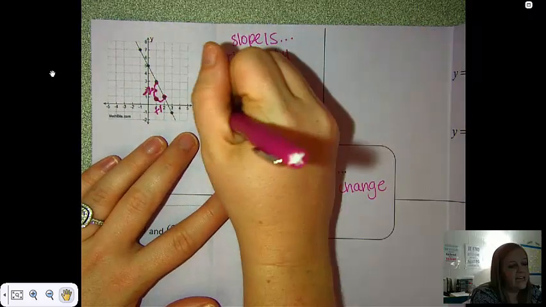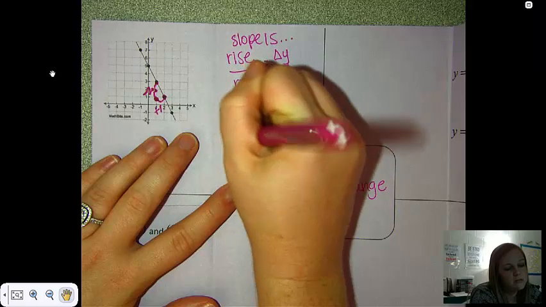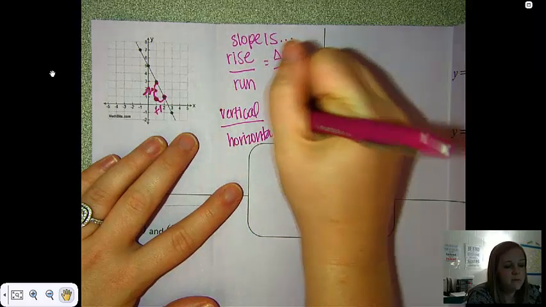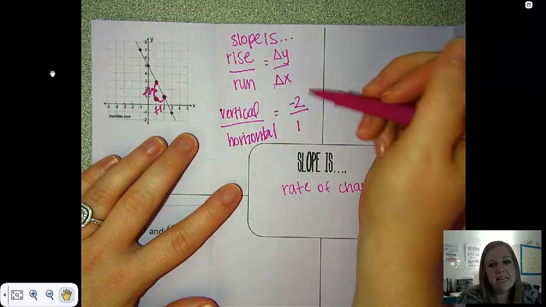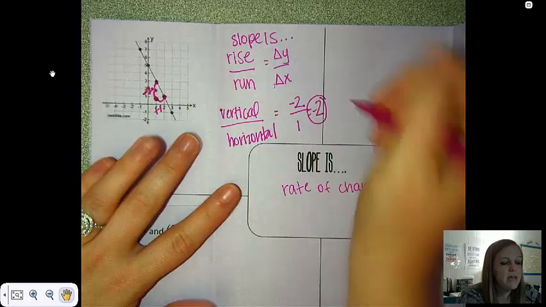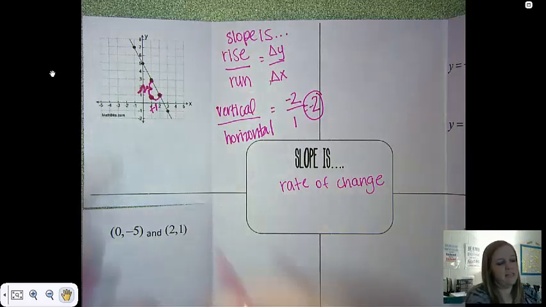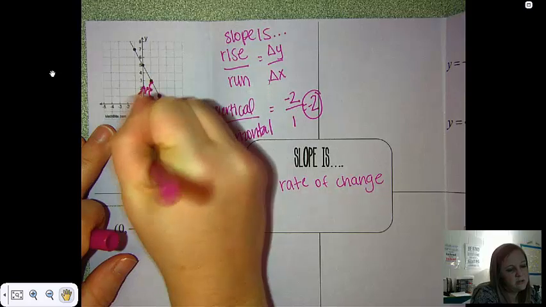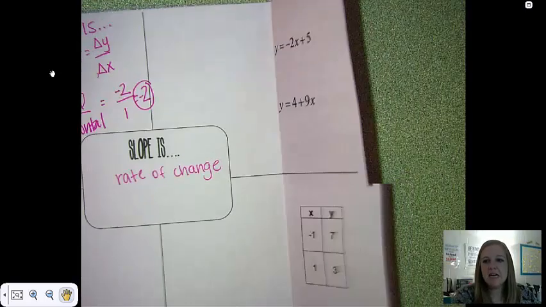So we're going to say vertical change over horizontal. My vertical change was a negative 2. My horizontal change was positive 1. And so we simplify this fraction: negative 2 divided by 1 equals negative 2. So that's how we find slope in a graph. Rise over run. Vertical change, delta y, over horizontal change, delta x. And remember, we always read from left to right. So I'll write that down right here. Left to right.